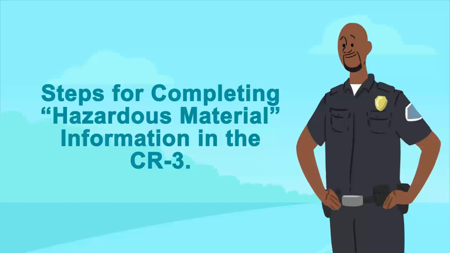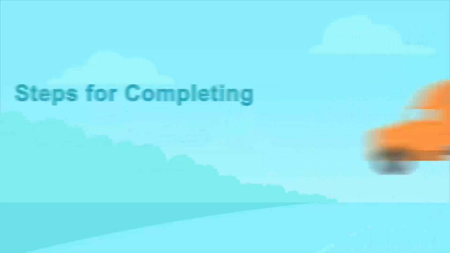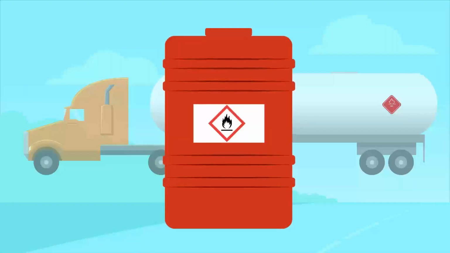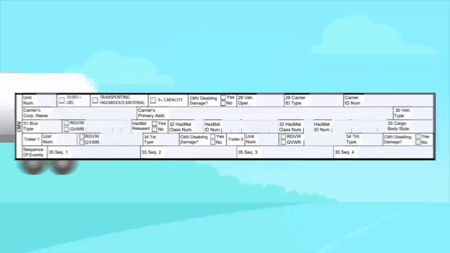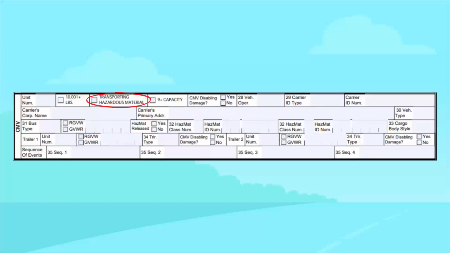Steps for completing hazardous material information in the CR-3. Determine if the vehicle was carrying hazardous material at the time of the crash. The Transporting Hazardous Material indicator in the CMV section must be checked whenever any motor vehicle transporting hazardous materials required to be placarded under the Hazardous Materials Transportation Act is involved in a crash. If the Transporting Hazardous Material indicator is selected, the Hazmat Released field must be completed, which is used to capture whether hazardous material was released at the time of the crash. This does not include the fuel from a vehicle's fuel tank.